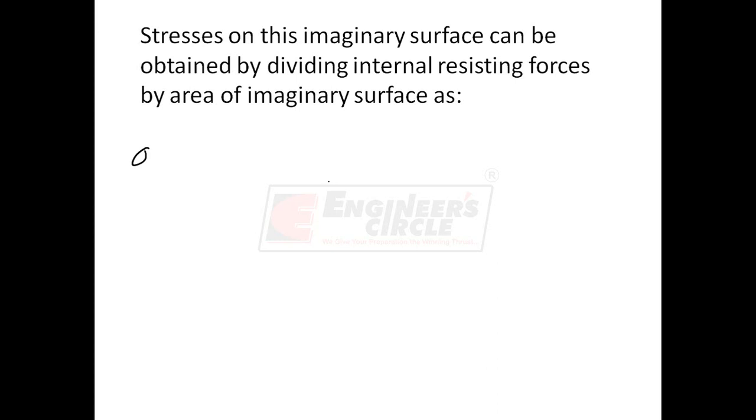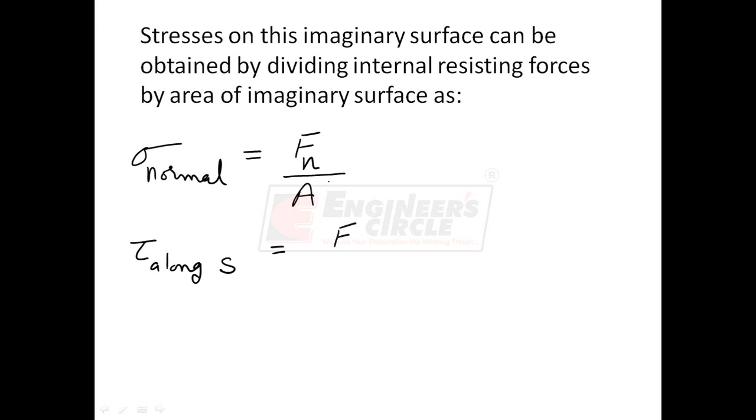The normal stress on the red imaginary surface can be written as the internal resisting force which is perpendicular to the cross section, that is Fn, divided by the area of cross section, and the shear stress along the s direction can be written as the shear component of internal resisting force Fs along the s direction divided by area, and the shear stress along the t direction can be written as the internal resisting force along the t direction, that is Ft, divided by the area of this red imaginary surface.